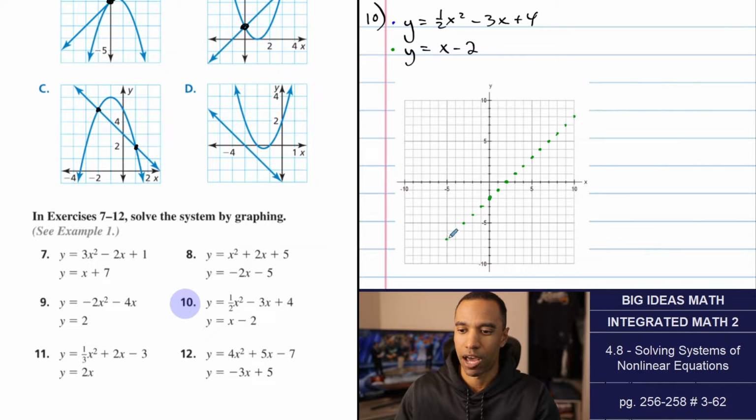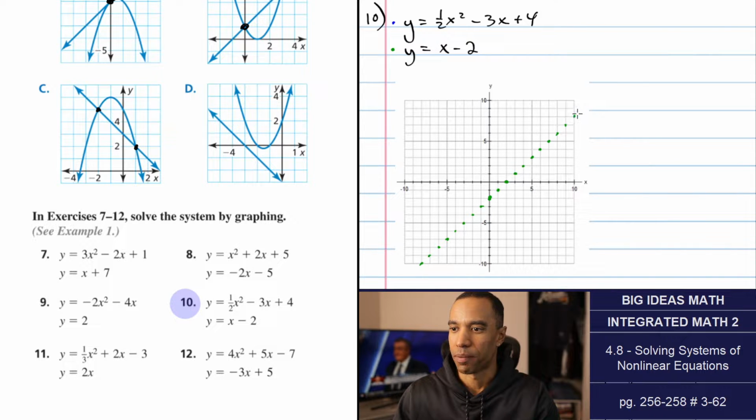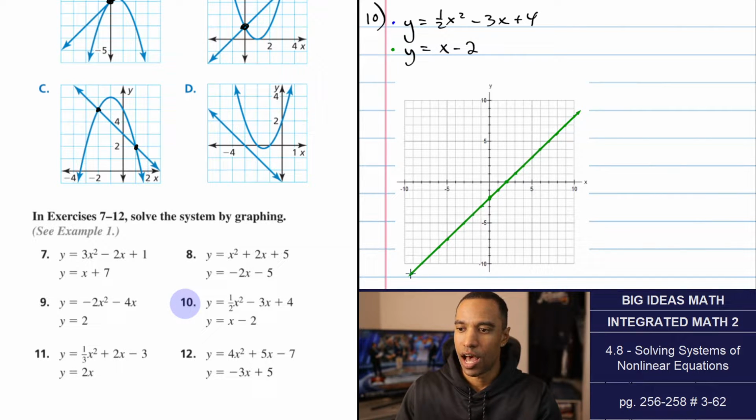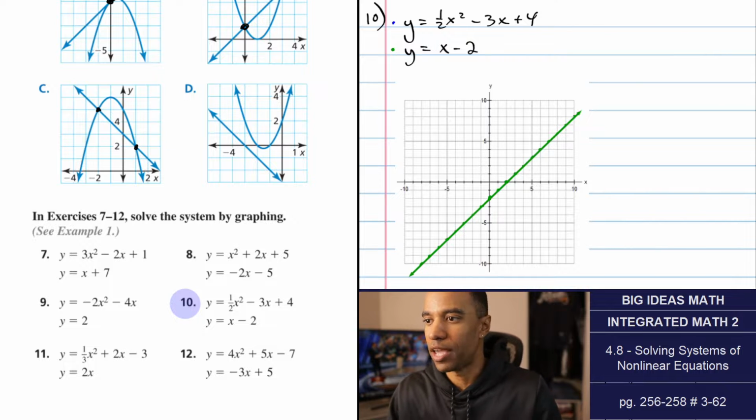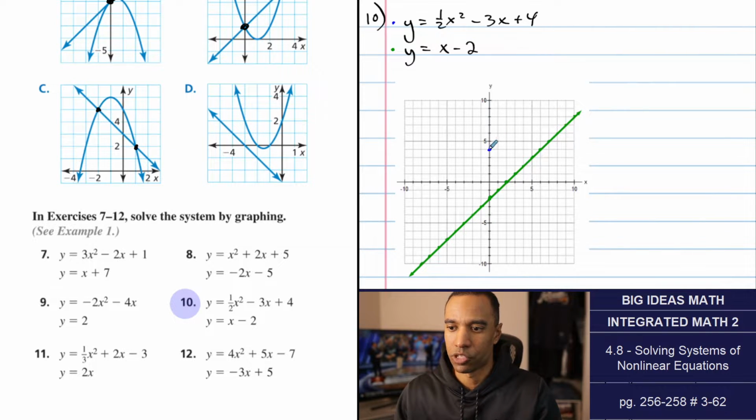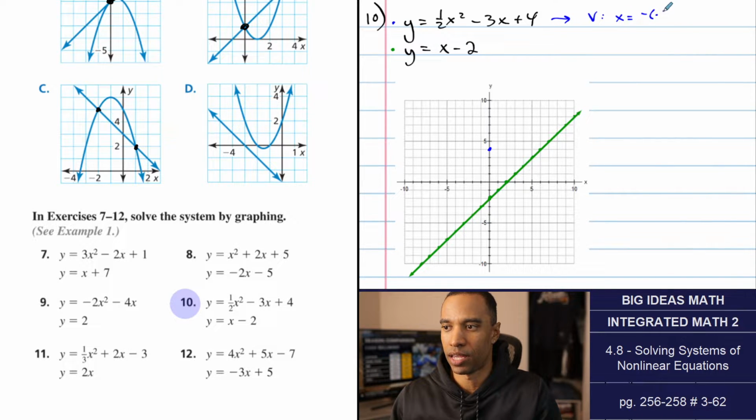All right, so this is the bottom one, slope of 1 with a y-intercept of negative 2. The top one, I know I have a y-intercept of 4. Okay, that's cool. It's not my vertex. We have two options here. We have vertex of x is negative b over 2a. 2 times 1/2 is 1. The opposite of negative 3 is 3. And then the y value, is the y value a fraction?